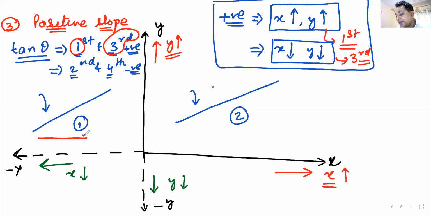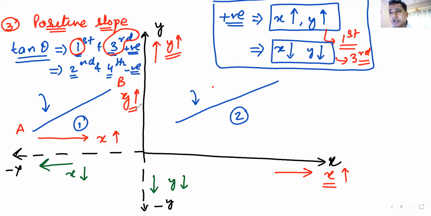The value of X is increasing. Yes or no? If I'm going from A to B, the value of X is increasing. Yes or no? You got this? Everyone got this? Look at what is happening to the value of Y. When I'm going from A to B, the value of Y is also increasing.